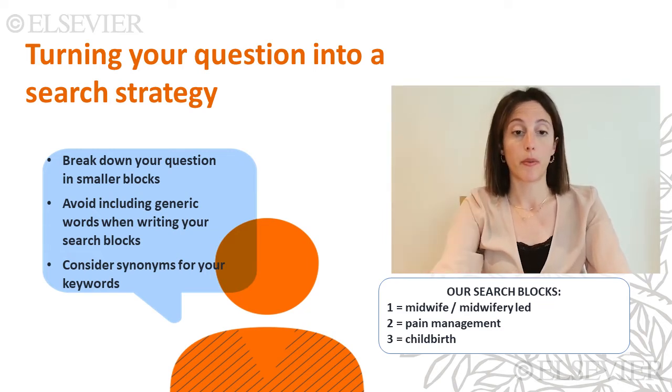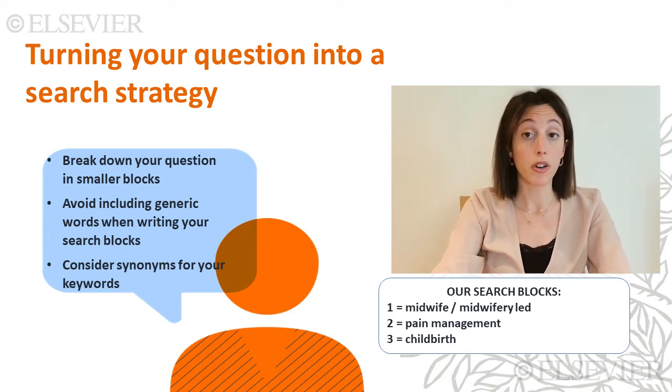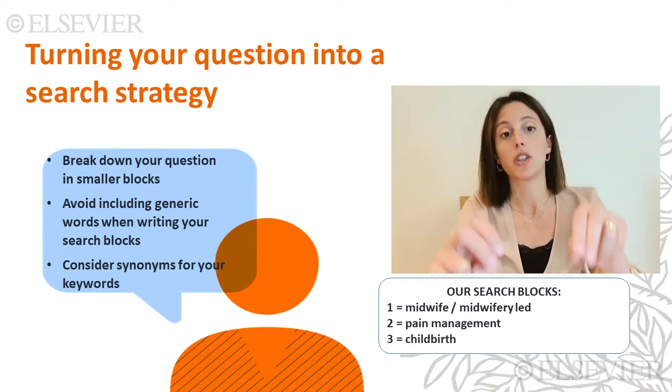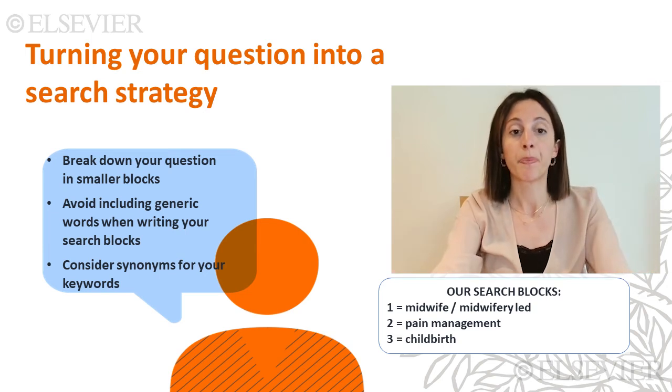3, childbirth. My suggestion would be to leave out generic words like intervention, as a word like intervention might produce a lot of extra findings that might not be relevant, or worse, it could restrict your search too much and remove studies that are relevant but perhaps do not spell out the term intervention in their title or abstract.